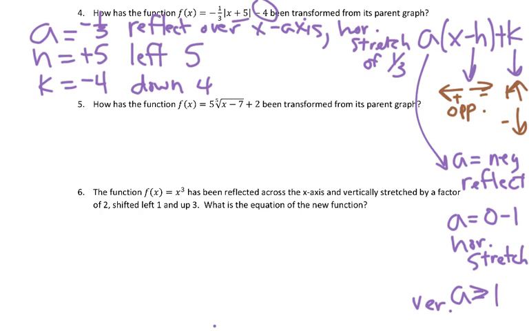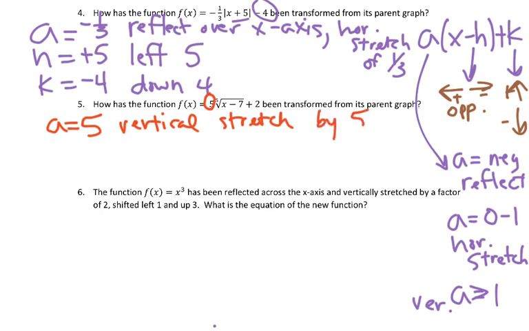So 5, same idea. Okay? Got an a here of 5. So it's not negative, so not reflected. It's bigger than 1, so we have a vertical stretch by 5. Okay. Then, if we look on the inside, we have a minus 7. So we're going to say we shift to the right 7.